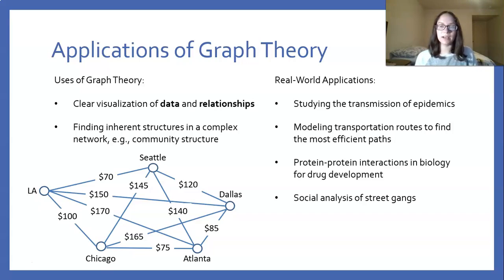The last example we have is social analysis of street gangs. You can model a street gang as who recruits who, and if one person recruits lots of people, and law enforcement is looking to find out who might be the most central person in that gang, this is an easy way to model which people they might want to focus on.